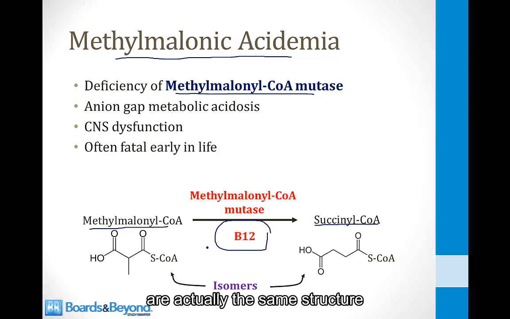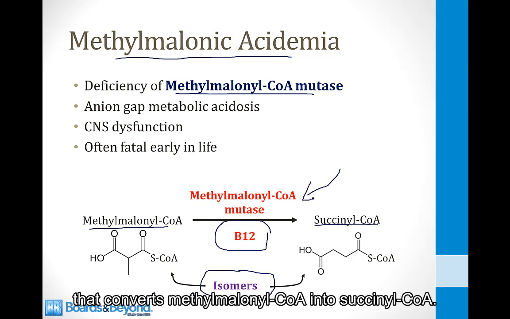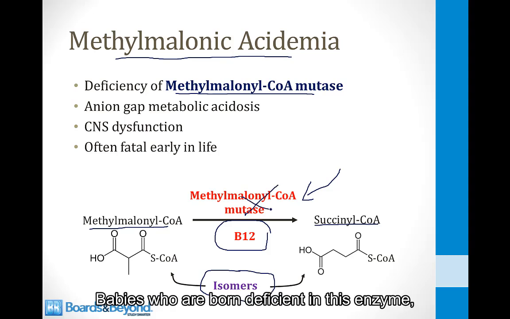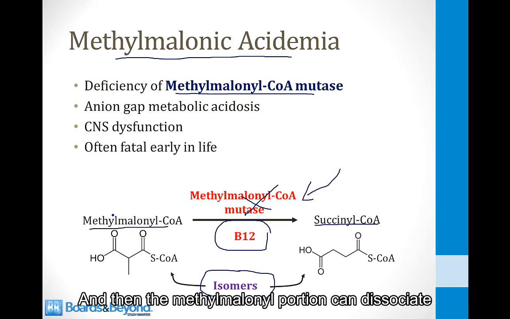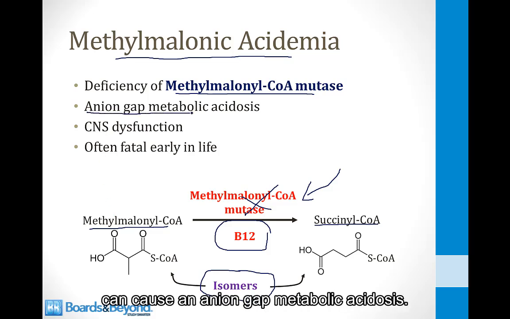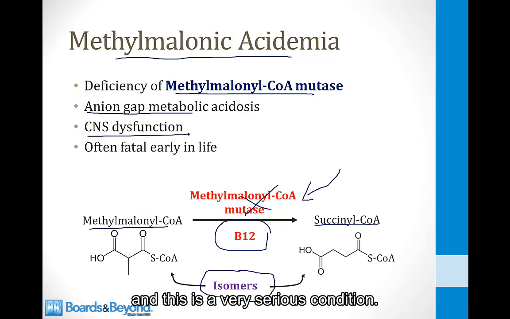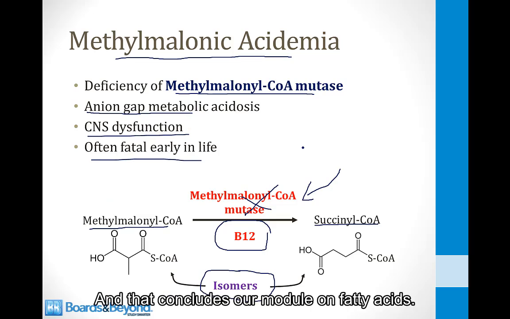Methylmalonyl-CoA and succinyl-CoA are actually the same structure in terms of their molecular makeup. The molecules are just arranged differently. They are isomers of one another, and so this enzyme catalyzes the isomerization reaction that converts methylmalonyl-CoA into succinyl-CoA. Babies who are born deficient in this enzyme will see their levels of methylmalonyl-CoA rise, and then the methylmalonate portion can dissociate, and you can have high levels of methylmalonic acid in the blood. Those high levels of methylmalonic acid can cause an anion gap metabolic acidosis. This can lead to CNS dysfunction, and this is a very serious condition. It's often fatal early in life. And that concludes our module on fatty acids.